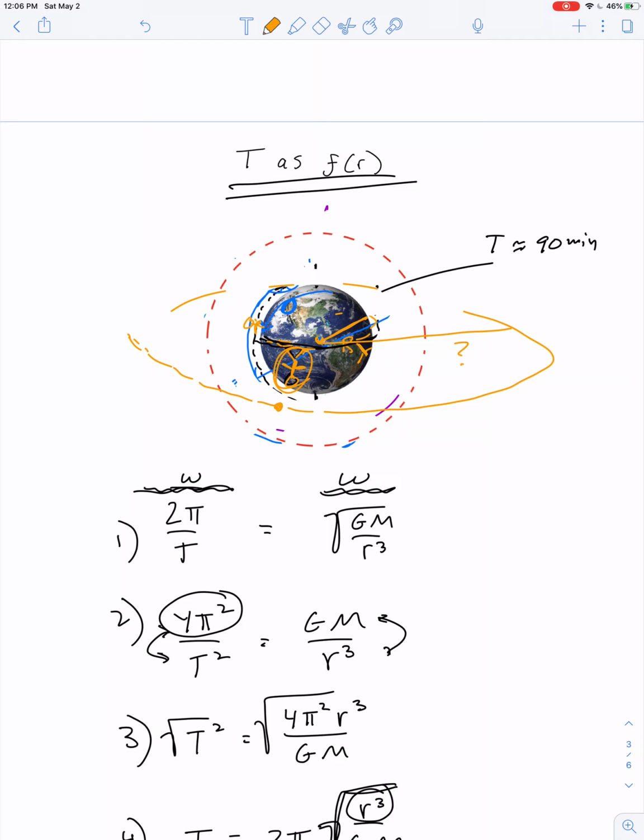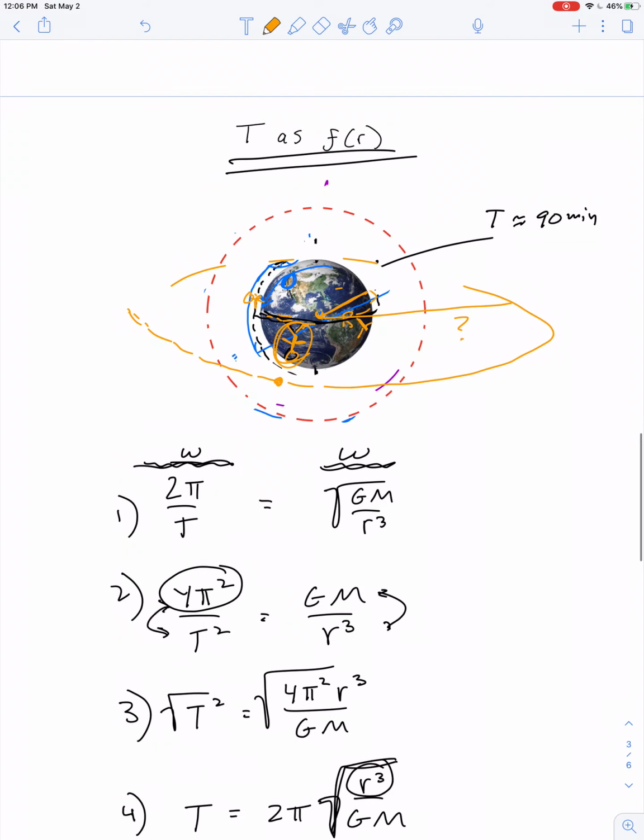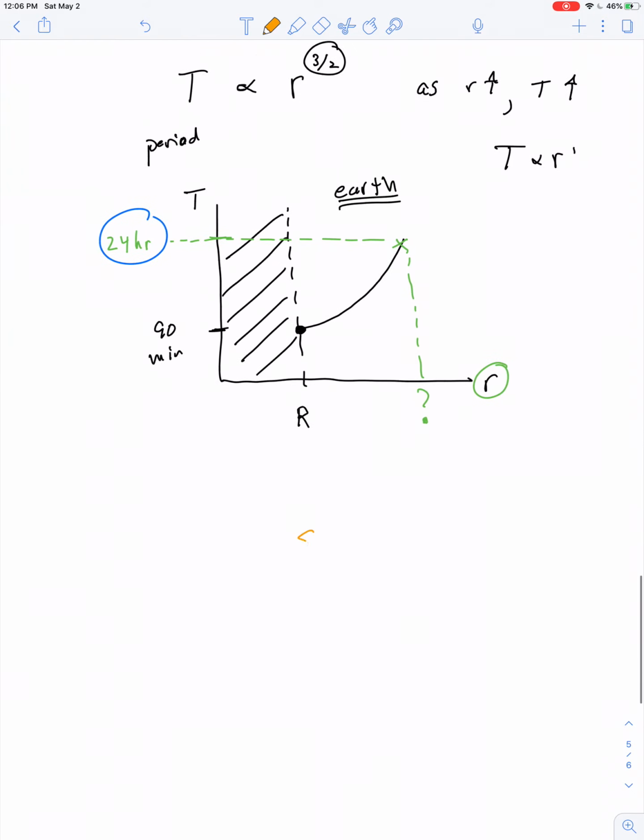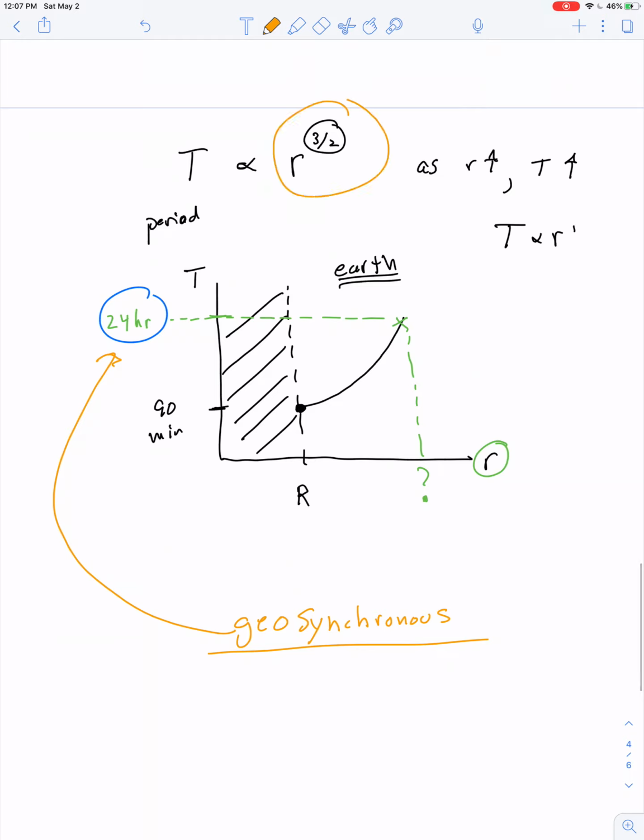There's a name for those type of satellites. Because they keep time with the motion of the object on the Earth, we say they're synchronized or synchronous. And because they're synchronous with the Earth, we say they're geosynchronous. Another word you could use is geostationary. And so the geosynchronous satellite is one with an orbital period of 24 hours. Maybe in a next video lesson, we'll mathematically see if we can calculate what the value of r has to be for the geosynchronous satellite.